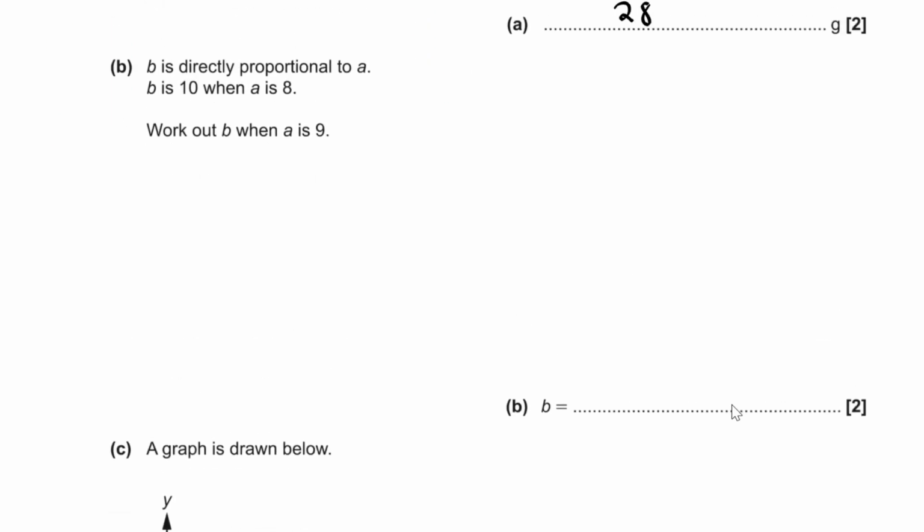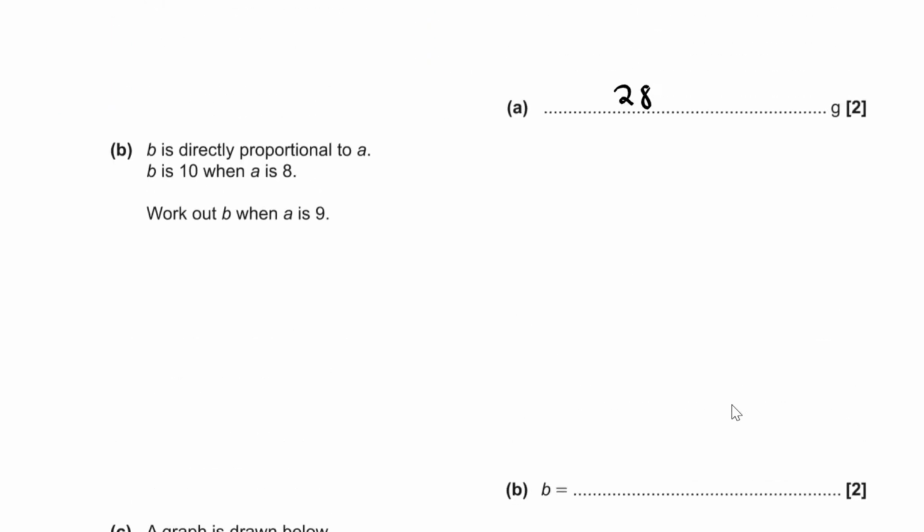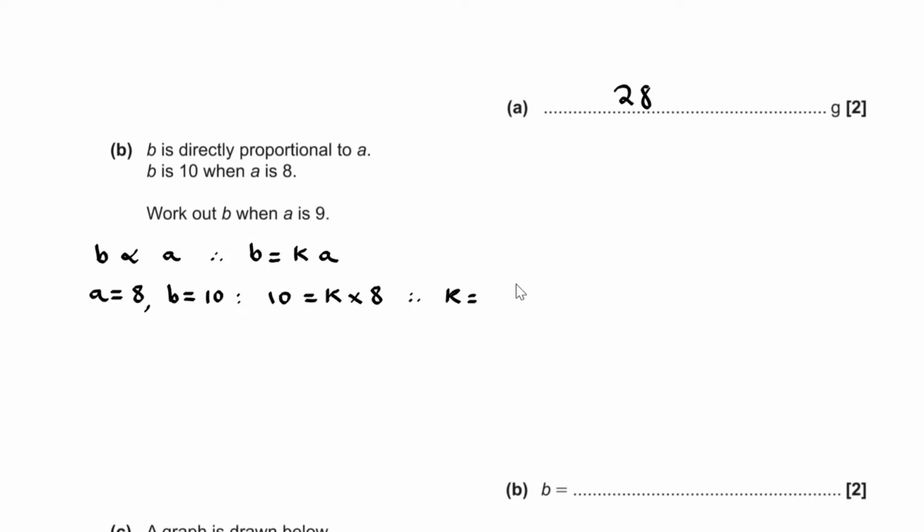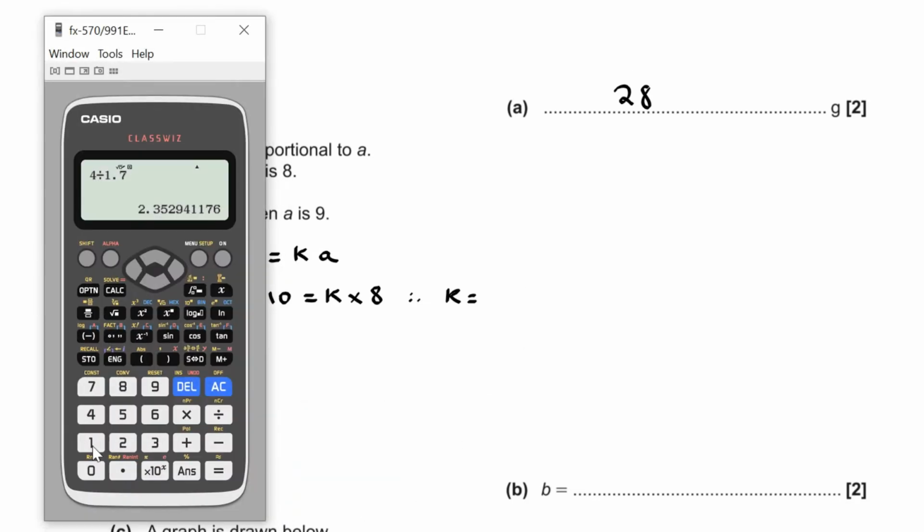And now for part B, B is directly proportional to A. B is 10 when A is 8. We have to work out B when A is equal to 9. So if B is directly proportional to A, that means B is proportional to A, and therefore B equals some constant K multiplied by A. And we know that when A equals 8, B equals 10. So we've got 10 equals K times 8. And therefore K is equal to 10 divided by 8, which is 1.25.